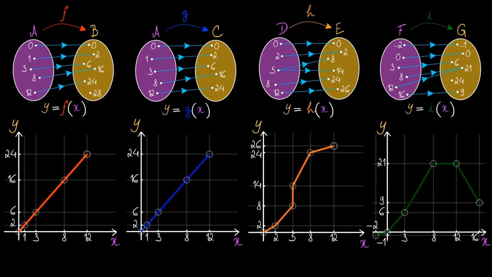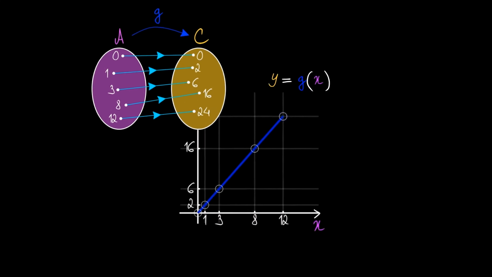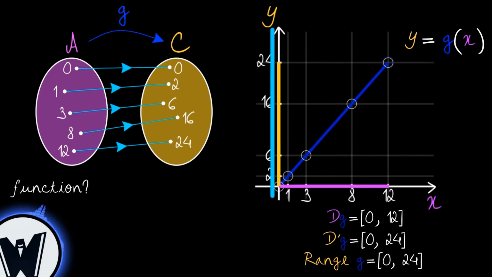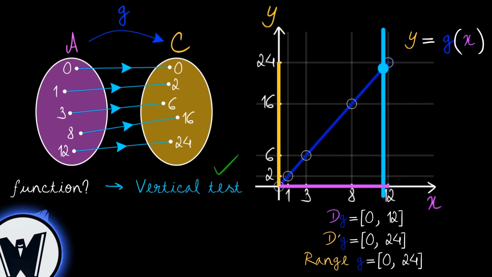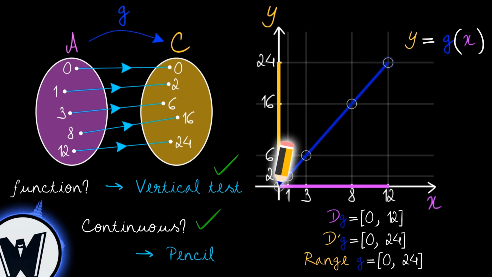Let's see the relation between sets A and C. The vertical test confirms that this relation is a function. And by applying the test of continuity, this function is verified to be continuous in its domain.